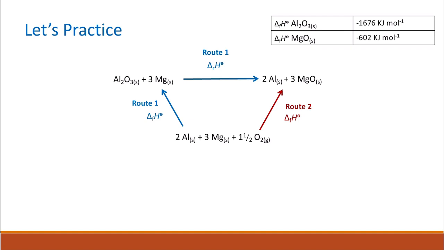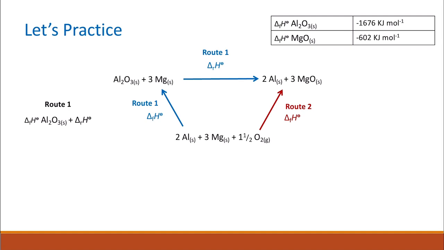Route 2 is the one which has the opposite direction of the arrow, which concludes the enthalpy formation of the product. Now let's calculate the different values. So this is the enthalpy formation of aluminum oxide.